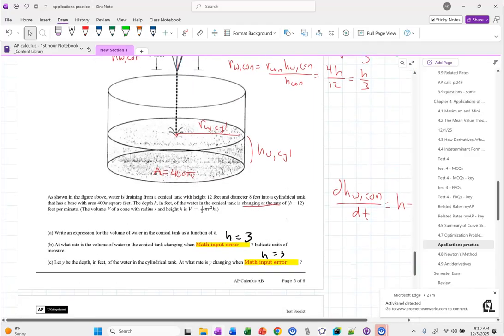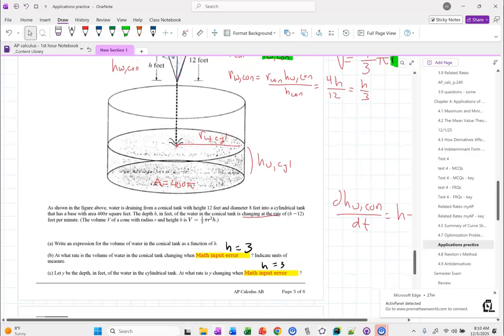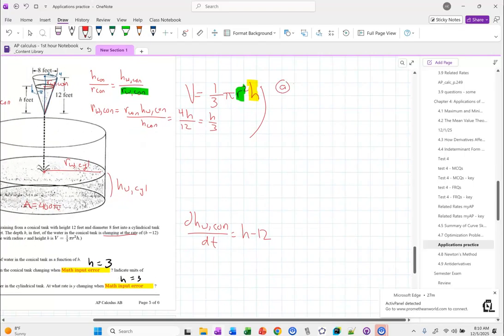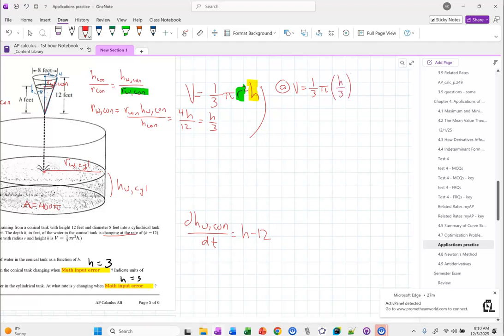So my answer for part A, then, I take these two together. Do that. And do a little combining of like terms, and there we go. Feel good?